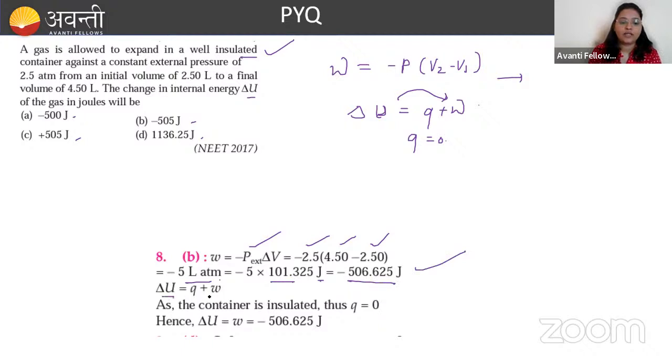So delta U is nothing but Q plus W. What is Q? It is 0. Why? The vessel is completely insulated. So whatever value of W you are getting, that is equal to delta U. So here, that is what? Option, sorry, B.